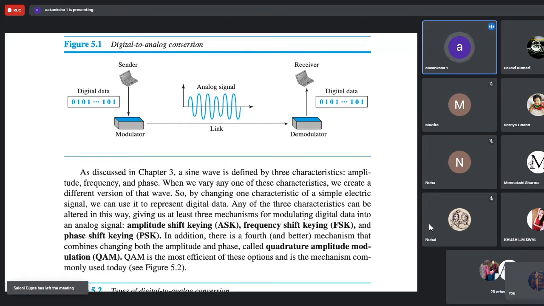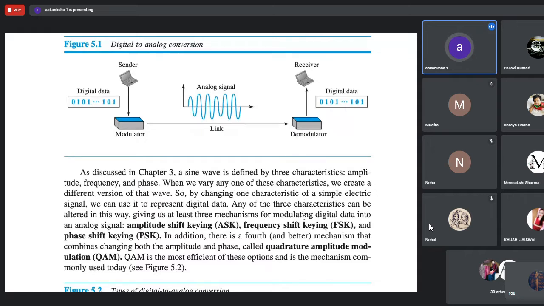So another property of any sine wave or analog signal is frequency. That is the number of cycles done by the sine wave in 1 unit of time or in 1 second. So how many times it has changed its pattern or how many cycles it has completed. If we are changing the frequency of the signal, it is known as frequency shift keying. If we are changing the phase of the sine wave, then it is known as phase shift keying.